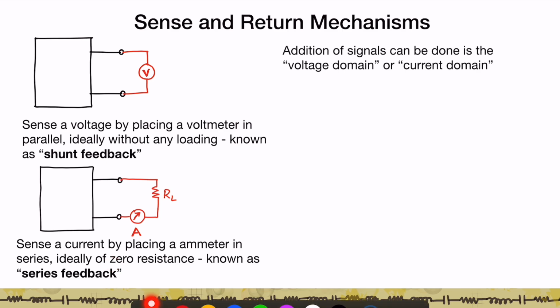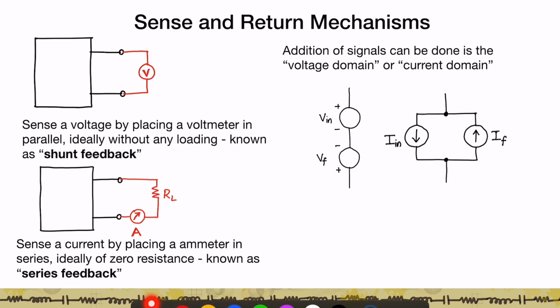Now, when you want to add these signals at the input of the amplifier, we have that summation term in the signal flow diagram. We can either do the addition in the voltage domain or the current domain. Again, we're dealing with voltages or currents. And so when you want to, and again, this is from very basic electrical sciences, when you add voltages, we typically connect them in series.